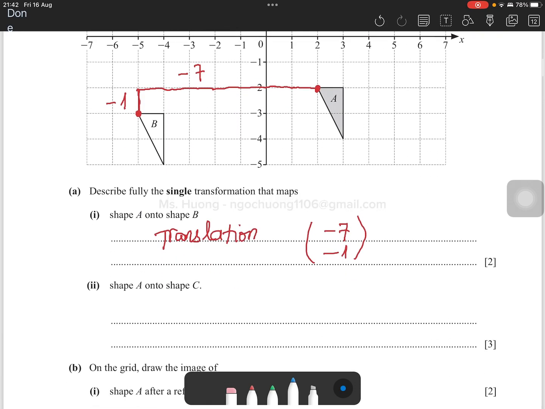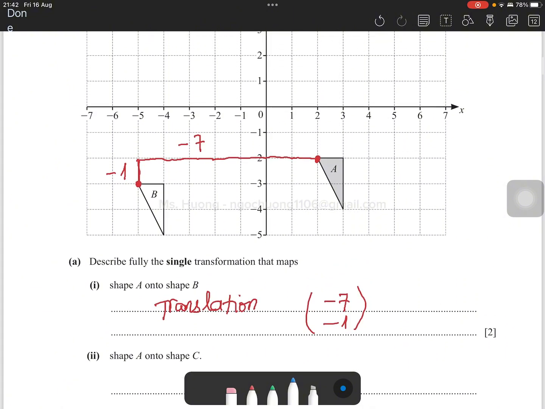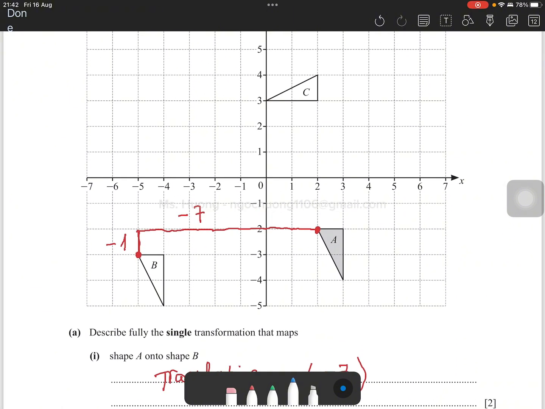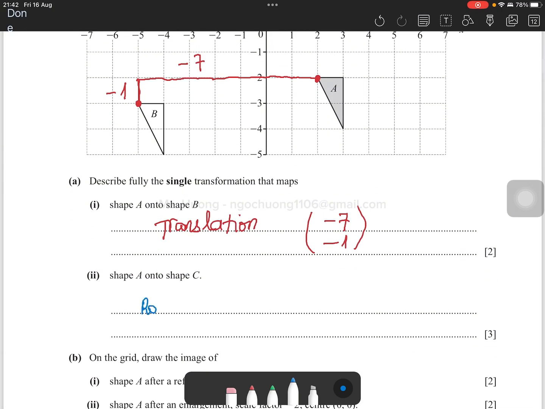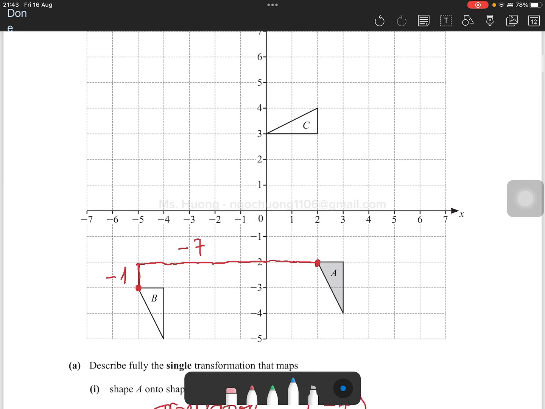Second question, shape A onto shape C. From A to C, it is a rotation. And to describe a rotation, we need three things. First, we need to know the center. Second, the angle, how many degrees. And lastly, the direction. Is it clockwise or anti-clockwise? So let's find the center first.